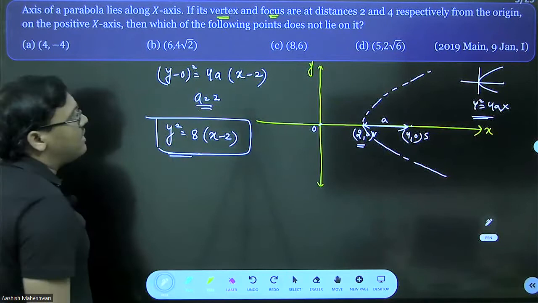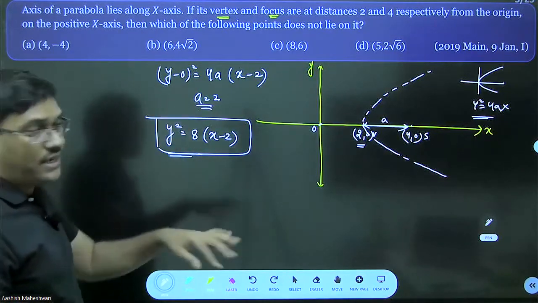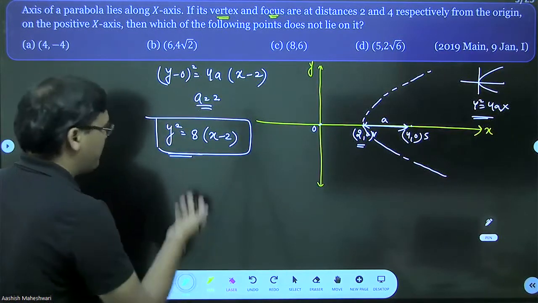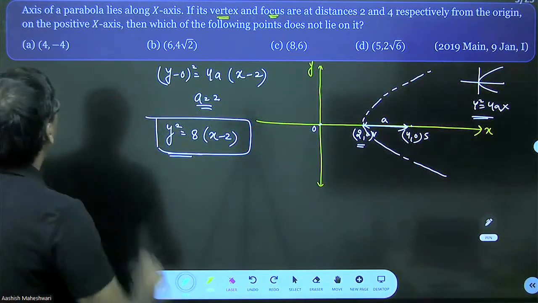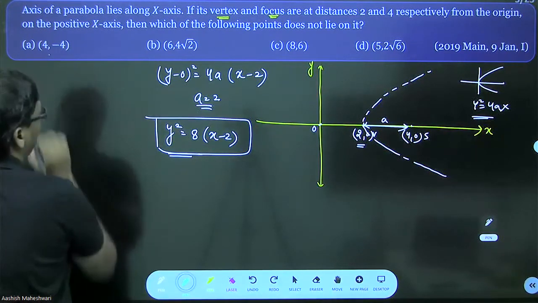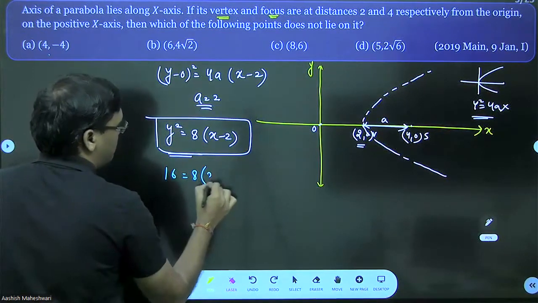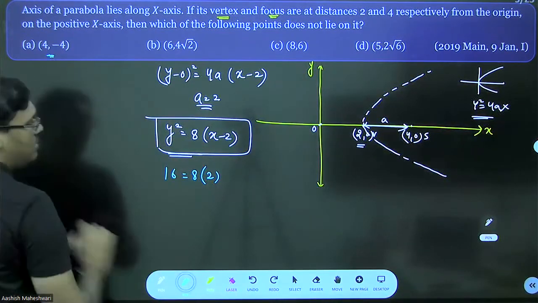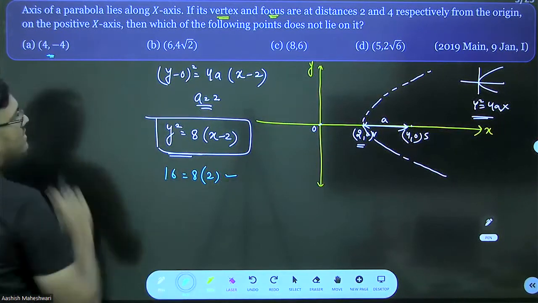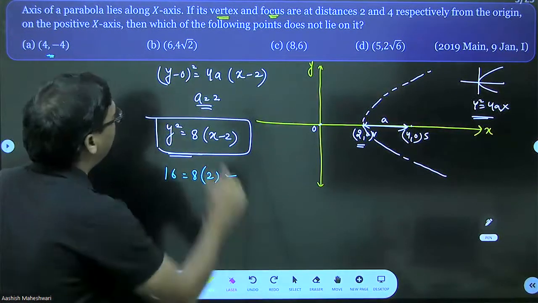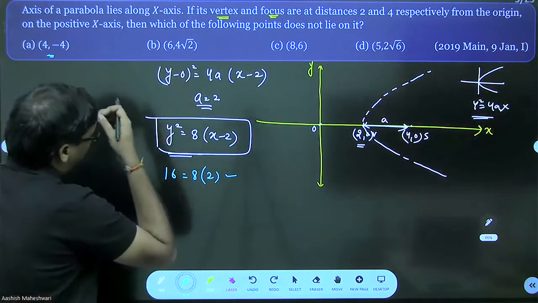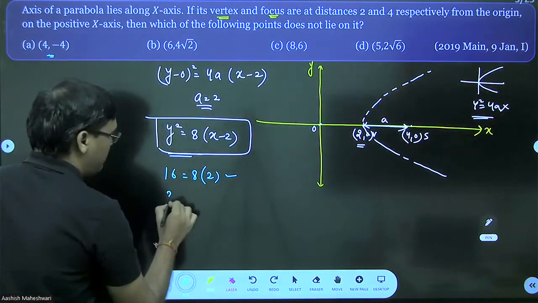Now this is the answer. Now we have to just check which point does not lie. So the point which does not satisfy this equation will be the answer. So you can just check this. If I put the first option, 4 comma minus 4, 16 equals 8 times 2, this is satisfying. That means this is not the answer because this is lying on the parabola.